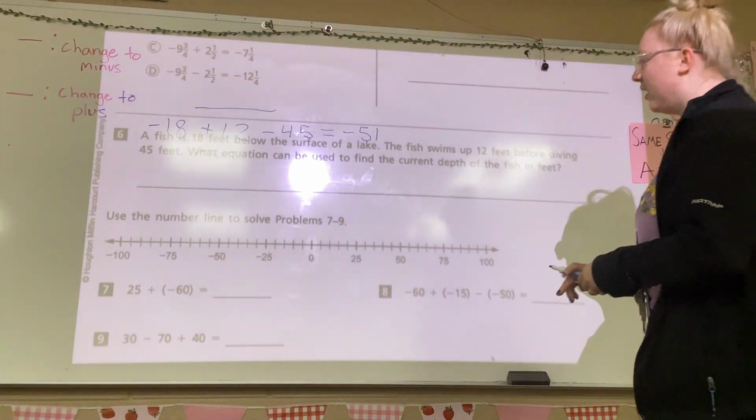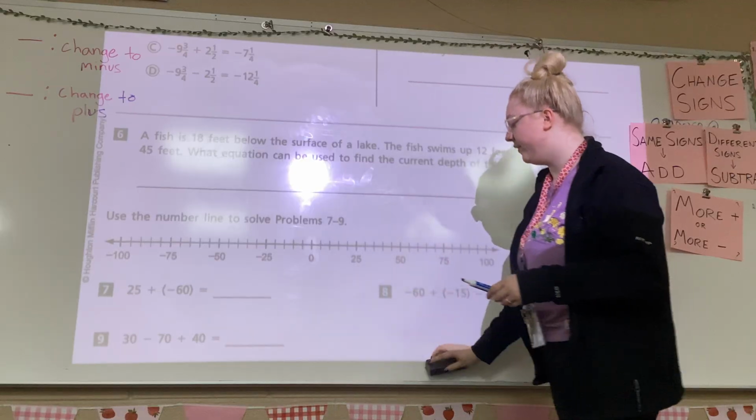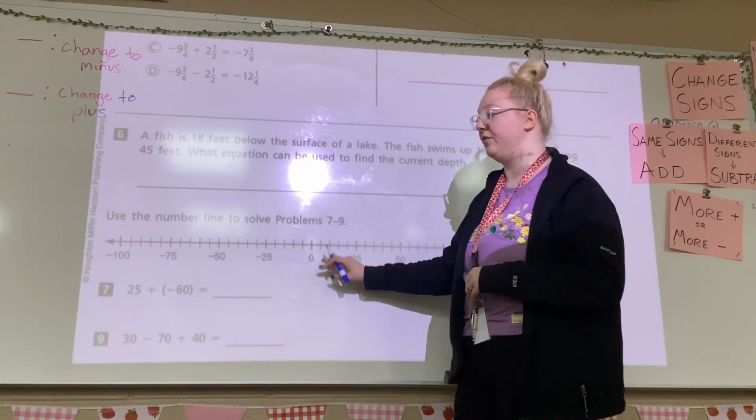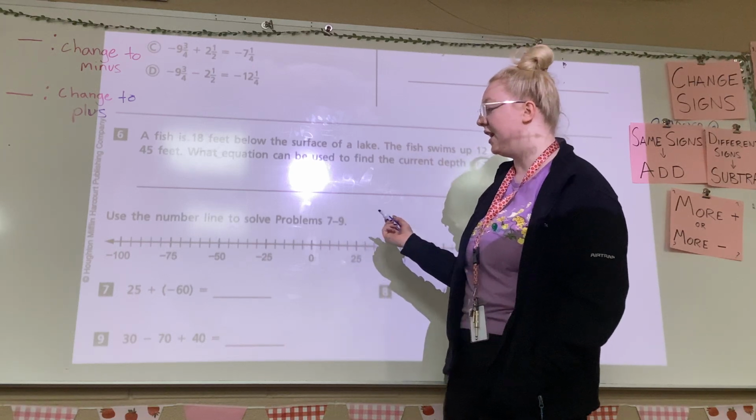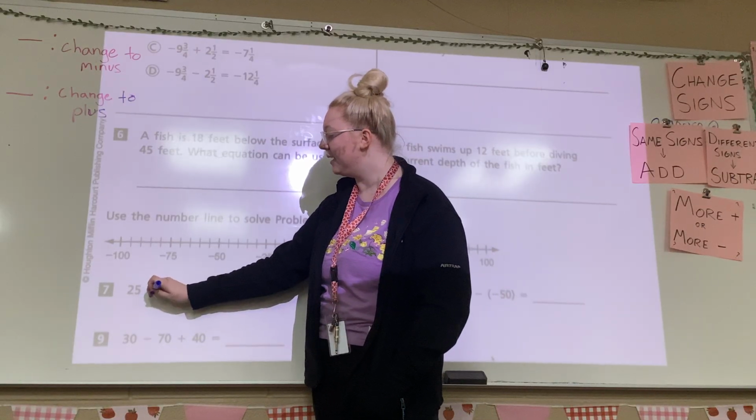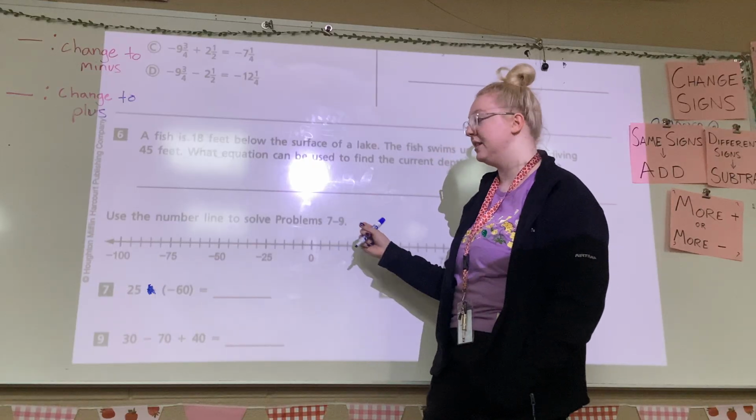Use the number line to solve problems 7 through 9. 25 plus negative 60. This number line can just be for your reference. You are not required to use it, but it can be helpful. 25 plus negative 60. When we see plus negative, get rid of your plus. Bye-bye, see you never. And we have 25 minus 60.